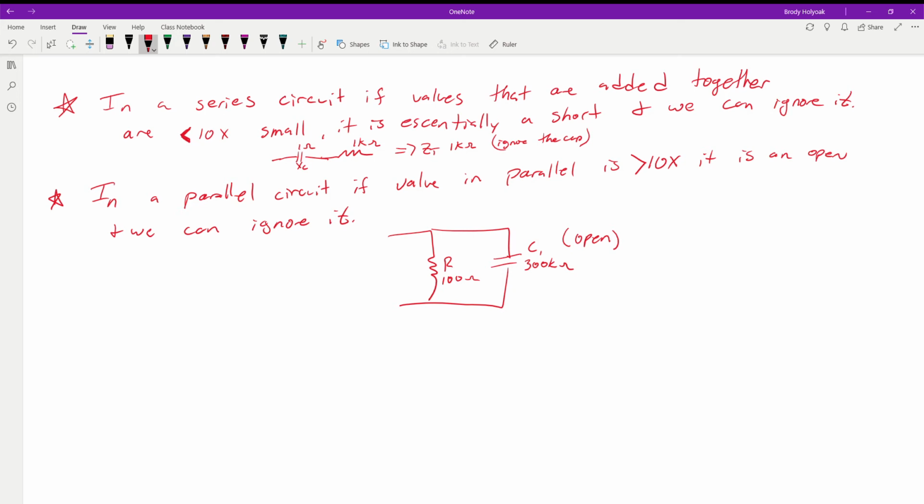And if things are 10 times smaller in series, we can effectively ignore them because they're essentially just going to be a short. They're not going to have much of an effect on it. And you'll see that as we go through these, that'll simplify down some of the calculations a bit, and it makes it really easy to solve the circuits when we start cutting out parts of the components that, like I said, are not going to affect our calculations that much. They're just going to bog things down.